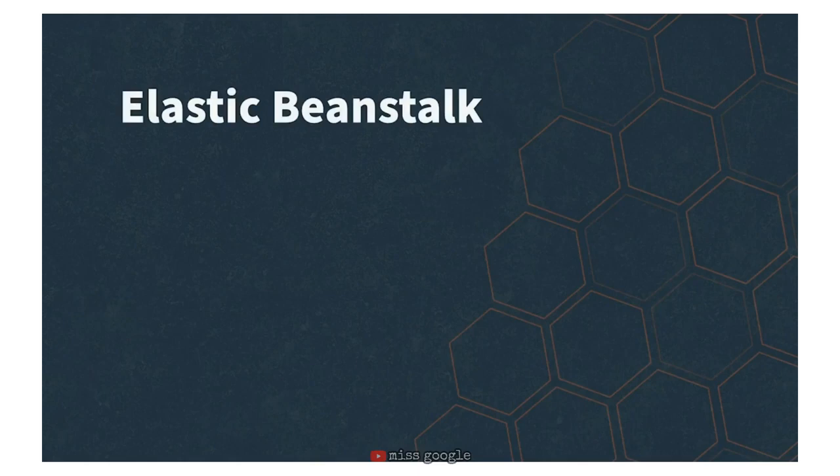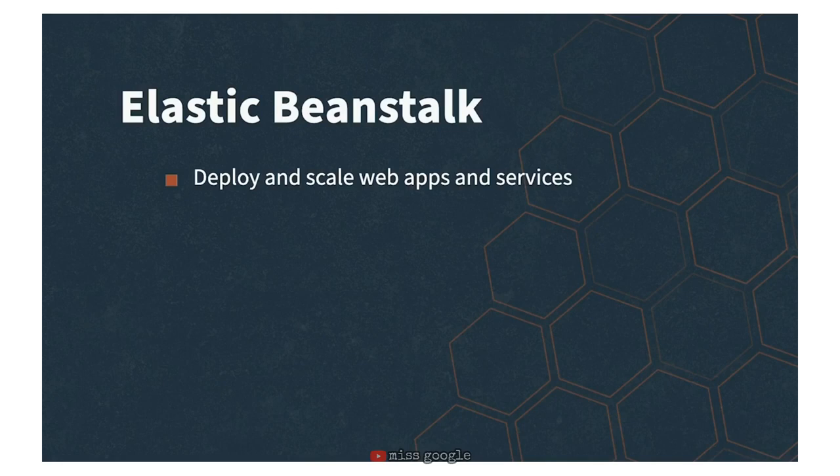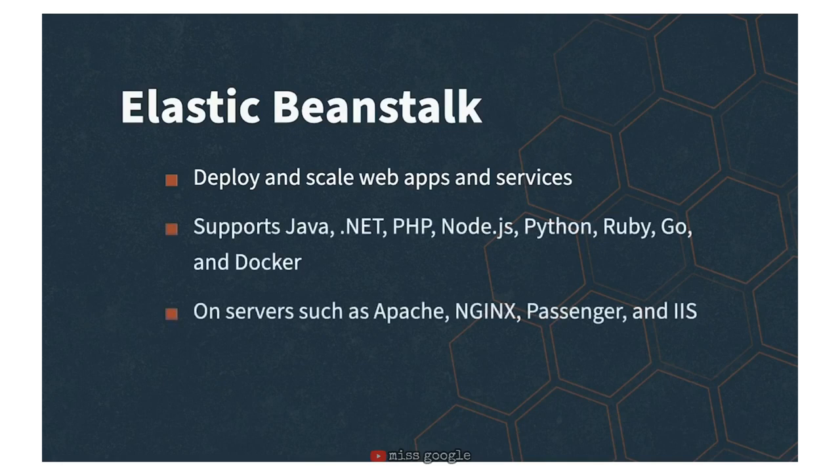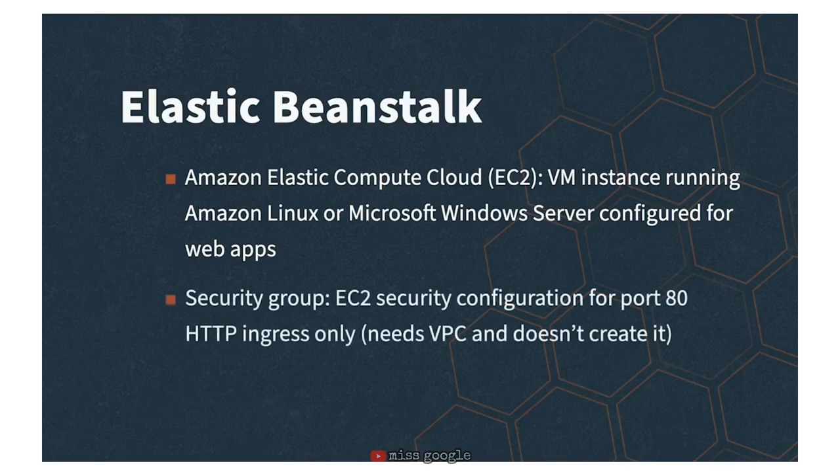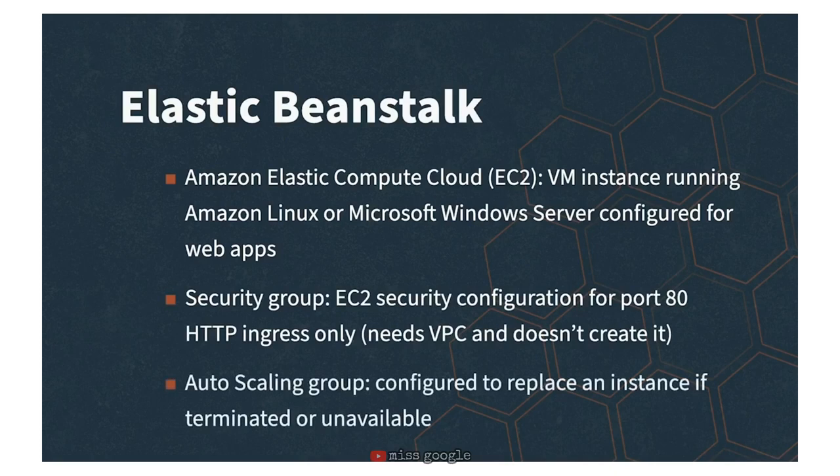Elastic Beanstalk is another way to approach AWS development. It helps you deploy and scale web apps and services. It supports a variety of languages and servers. It'll create Elastic Compute Cloud instances for you, or EC2 instances. They can run on Amazon Linux or MS Windows servers configured for your web apps. It also uses a security configuration so that port 80 is set up for ingress only. It also has an auto-scaling group configured to replace an instance if terminated or unavailable.